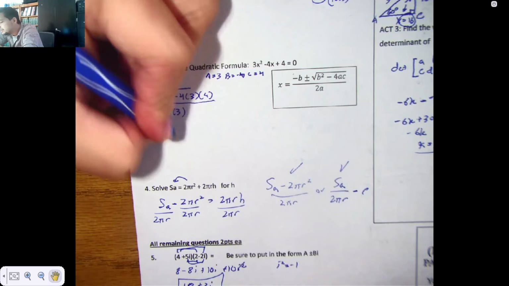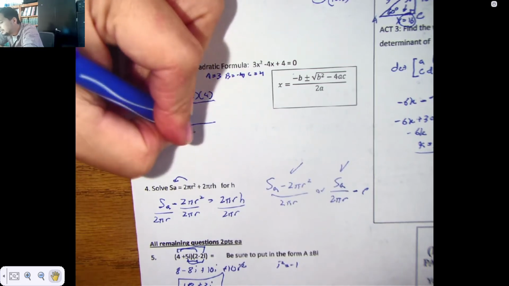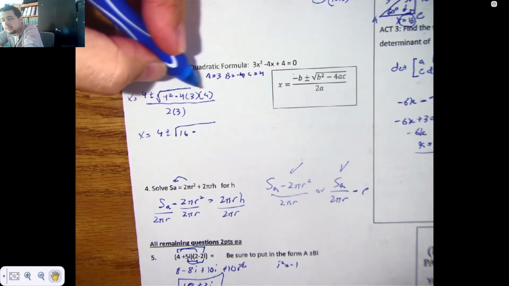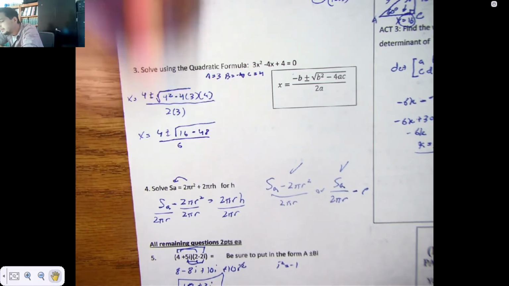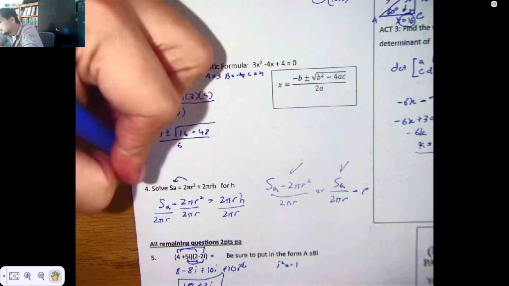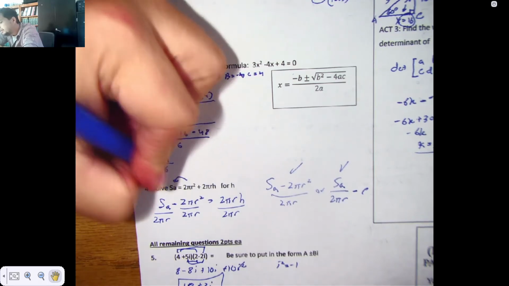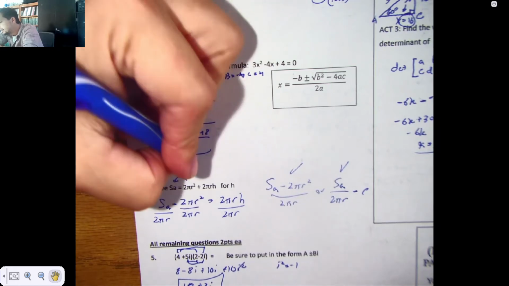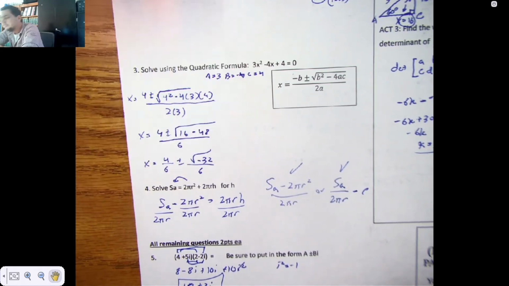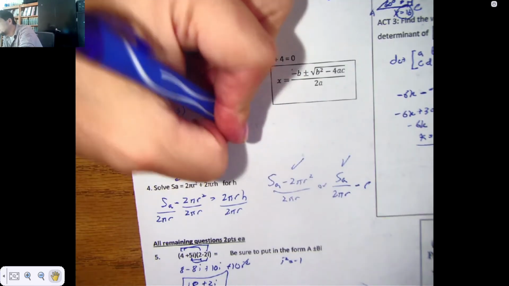4 squared is going to be 16. Take away 4 times 3 is 12, times 4 is 48. Sitting pretty over 6. So I'm going to go ahead and start breaking things apart. There's my 4 over 6, plus or minus root of a negative 32 over 6. And you're going to have to know how to simplify radicals. There's nothing I can do with it.